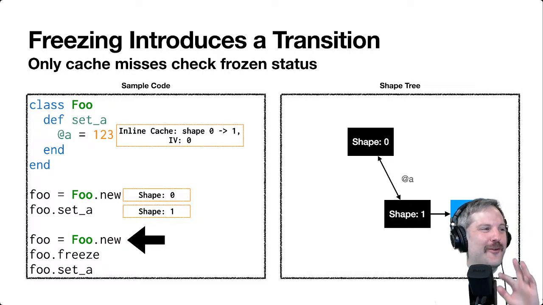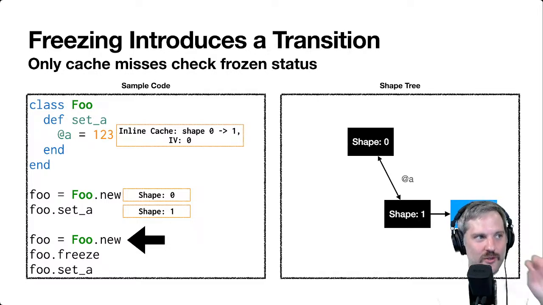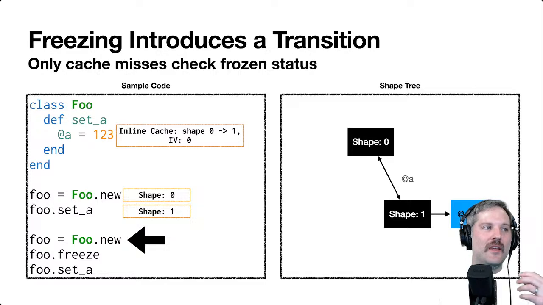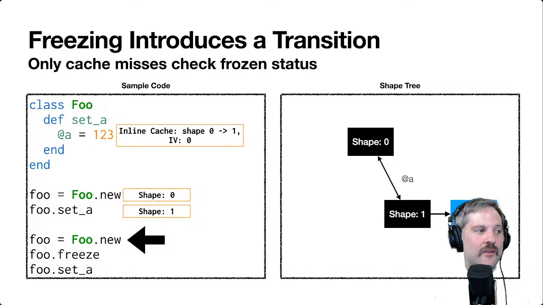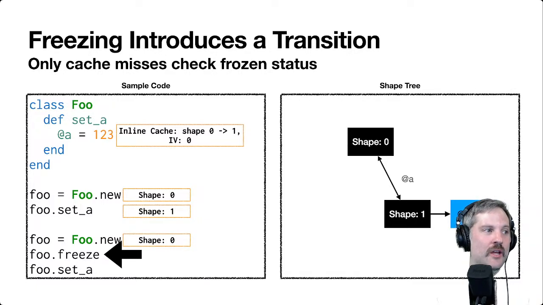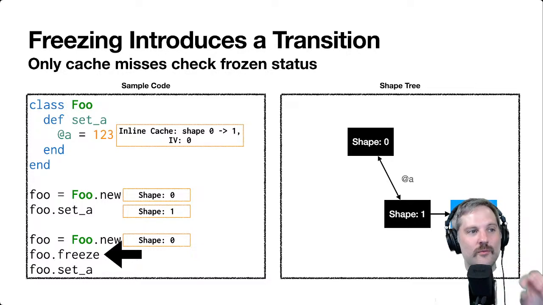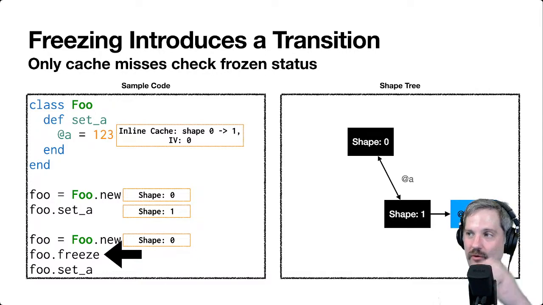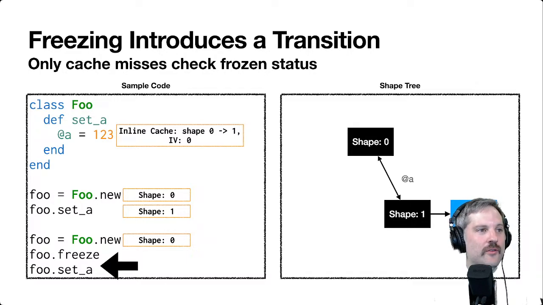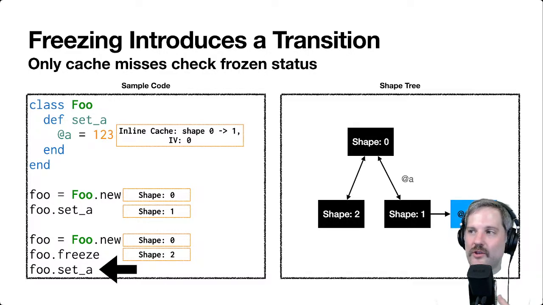All right, sorry. So we'll cache that we made a transition from shape 0 to shape 1 and that the instance variable index is 0. So now in this case, this one's a little bit different because we're freezing before we actually set the instance variable. So we'll freeze. We're at shape 0. We say, all right, we're going to do a transition from shape 0 with an edge for freezing. So freezing becomes an edge in this tree. So we'll introduce a new edge here, and we'll call that shape 2. It could be any number, but let's just say it's shape 2.